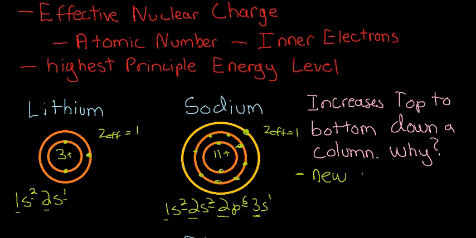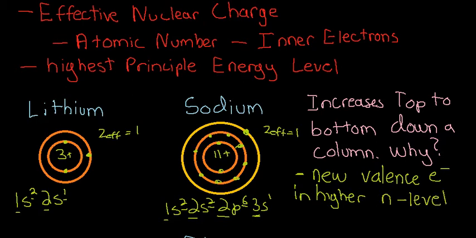So the answer to this question here is new valence electrons in a higher principal energy level. I'm going to write that as n. n represents the principal energy level. So that explains our trend as we go down a column.